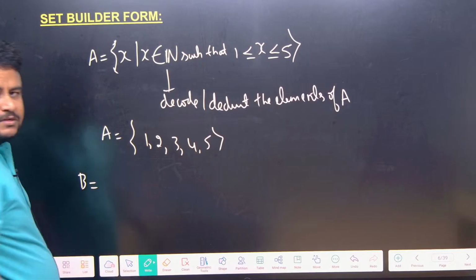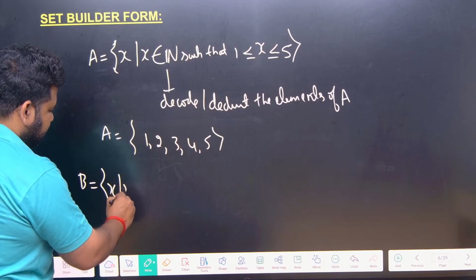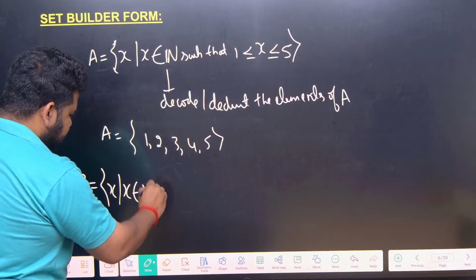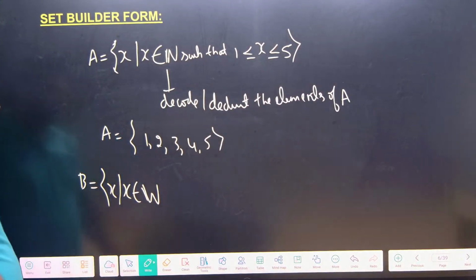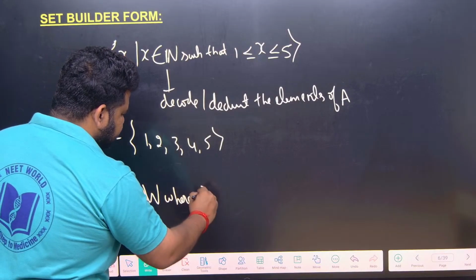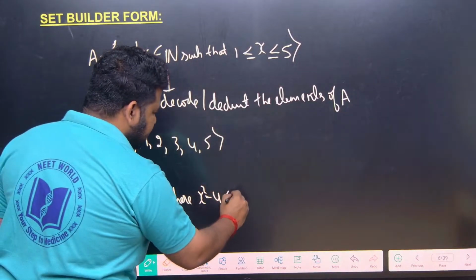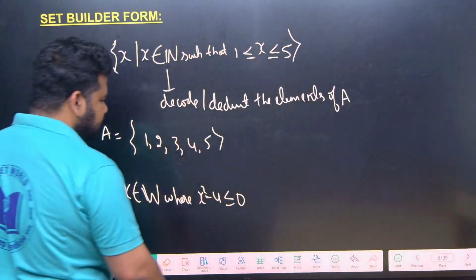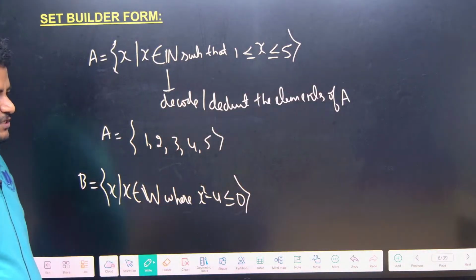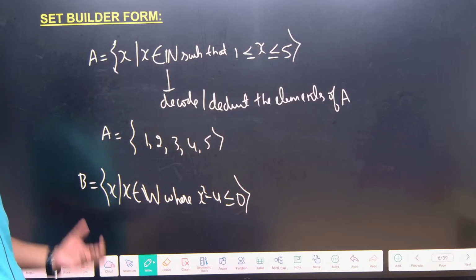Set B is a set of x such that x belongs to whole numbers, where x square minus 4 is less than or equal to 0. This is the condition that they have given. Now we have to deduce, or decode, the elements.